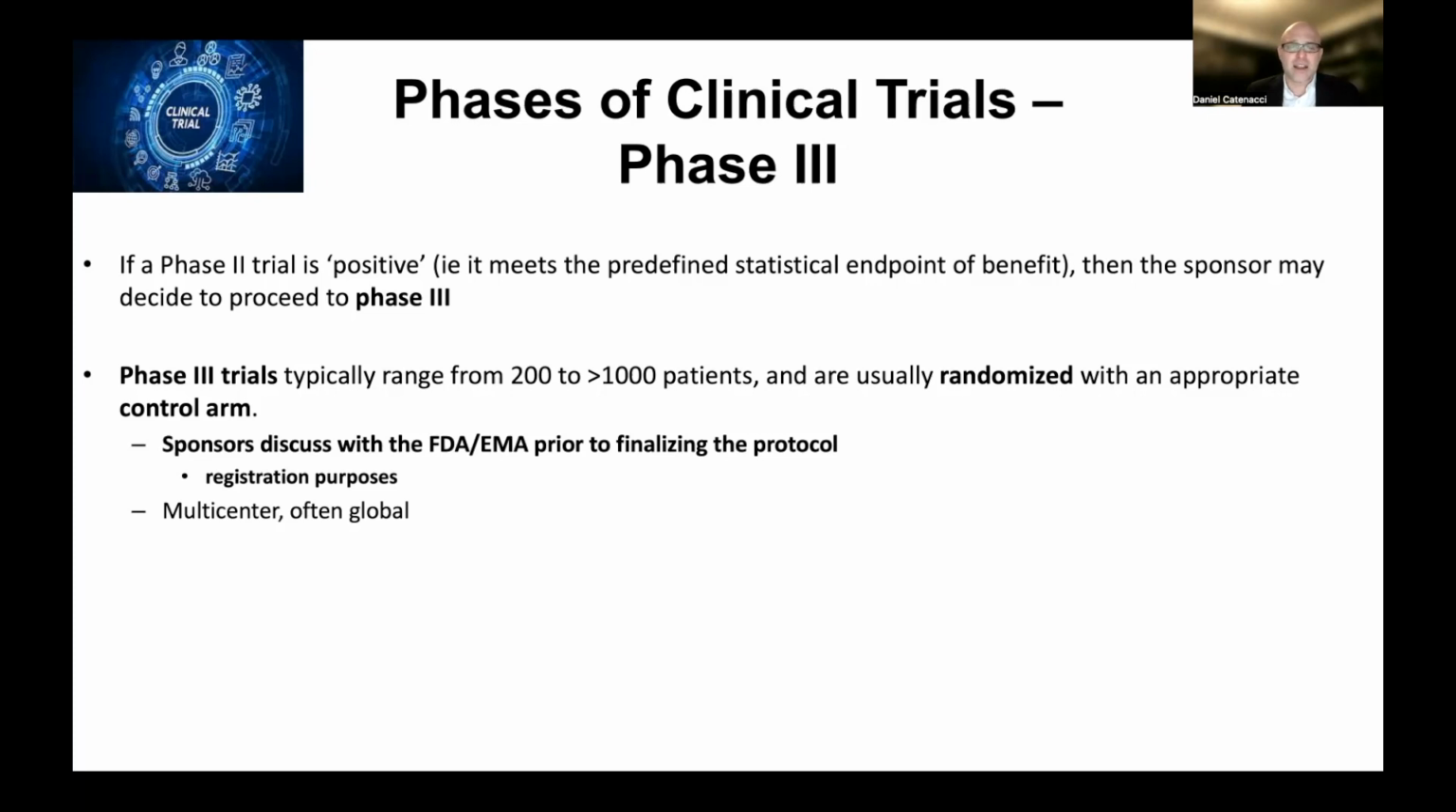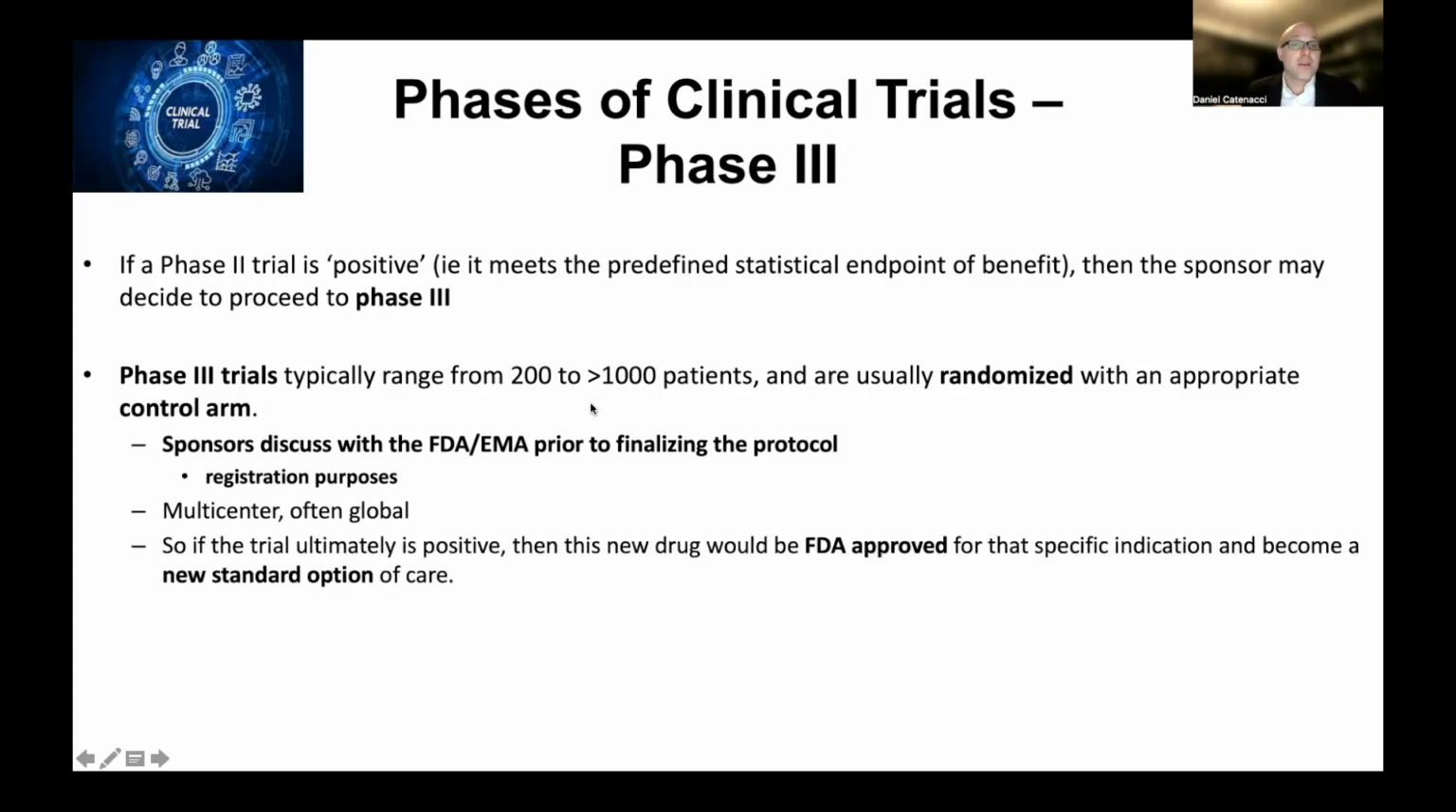These studies are multi-center given the numbers of patients, and very often they're global and international studies where multiple centers are enrolling to this study. For example, each center may only accrue 2 to 3 or 4 patients, but when you have so many centers, you can get to these large numbers for the whole study. So if the study is positive in the end, showing that there is a true benefit compared to the standard of care, then this new drug would eventually be FDA approved after the data are all reviewed, and would be approved for the specific indication that the study was run and become a new standard of care.